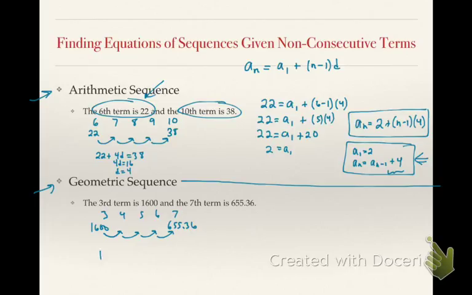So that means whatever I start off with, in this case 1600, I'm going to multiply by r 4 times, or in other words r to the 4th power. That should give me my seventh term, which is 655.36.